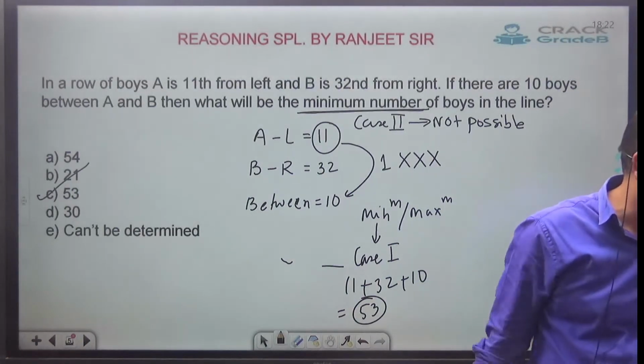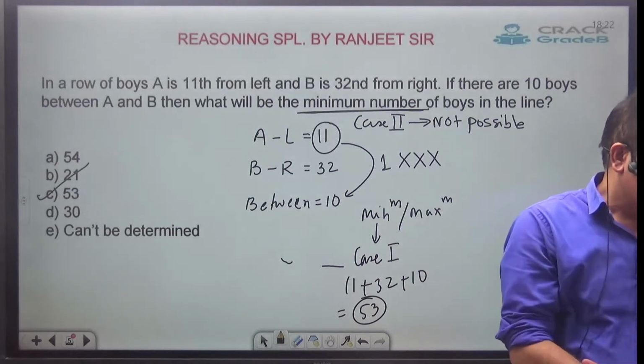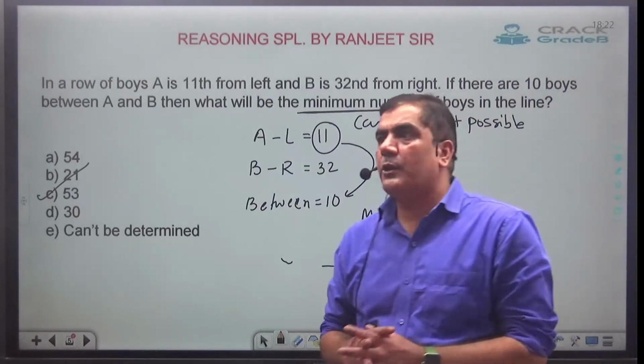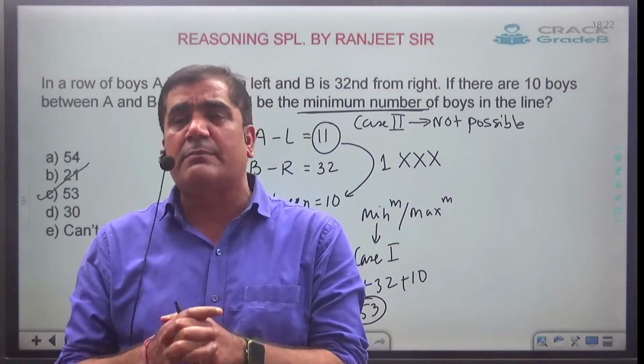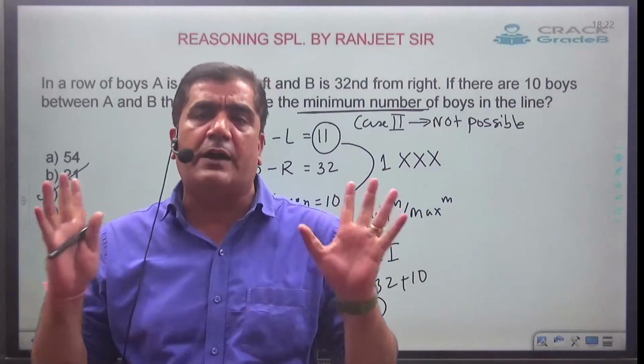Clear? Okay, so that completes the first part of in between. Whenever they give in between and ask for minimum, maximum or total, we have understood how to get the answer.